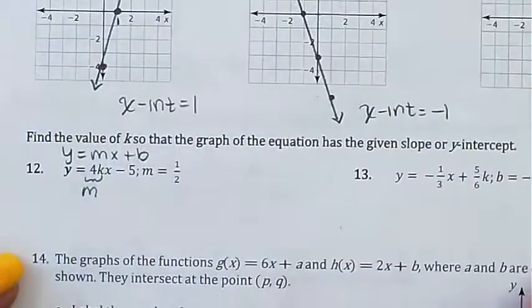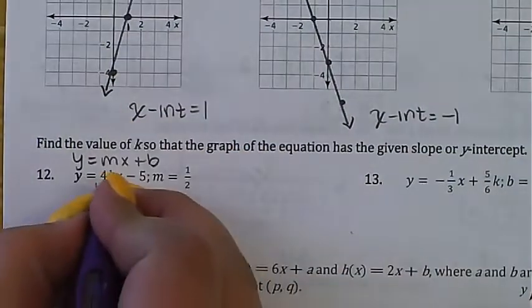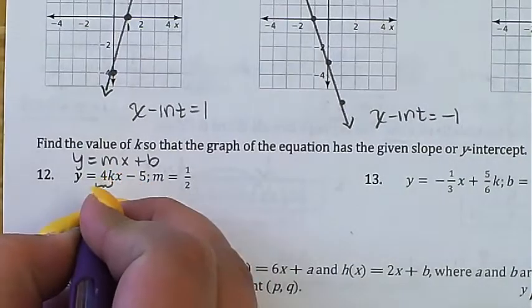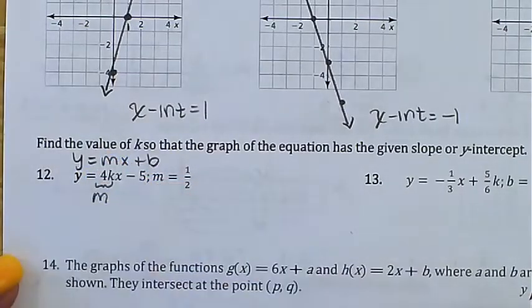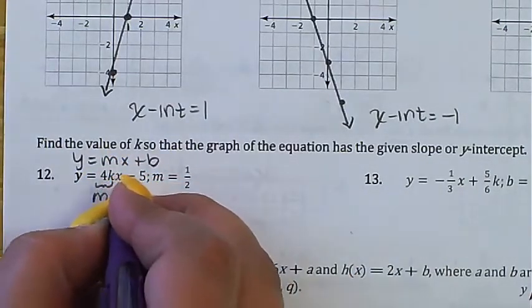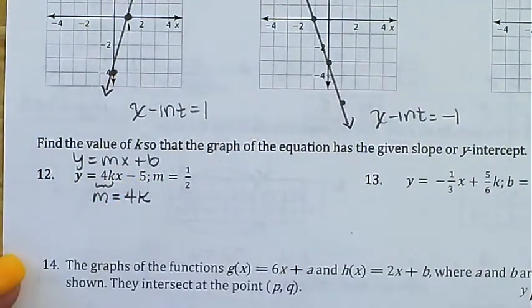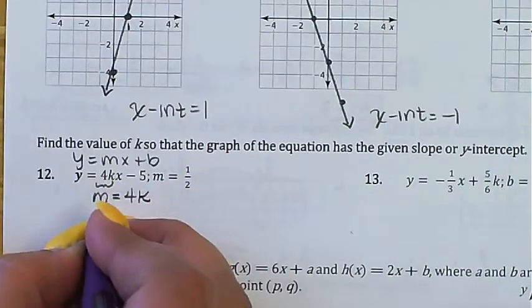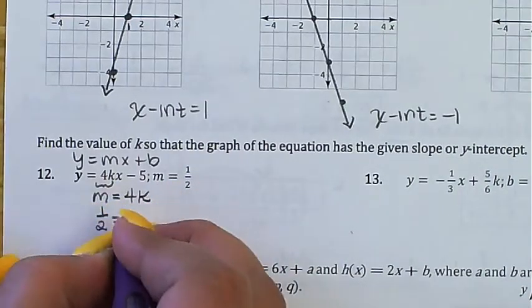I'm going to zoom in just a little bit so y'all can really see what's going on here. So this 4k that is attached to the x, that is m. It's in the place and the location where normally m is. So this right here is true. Okay, and then they tell me m is 1/2. So I just have to put in the 1/2 for m.